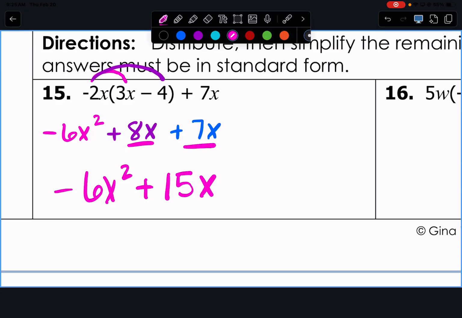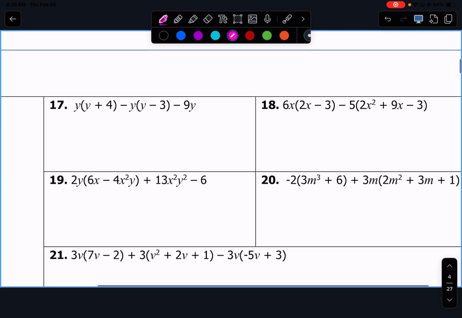Negative 6x squared goes first because the exponent's the biggest. So with polynomials, we write it in standard form with our exponents going from biggest to smallest. And if you just got letters, you go in alphabetical order. Correct. That's fine. All right, let's go to the back page.